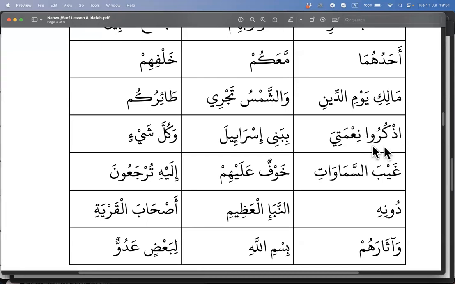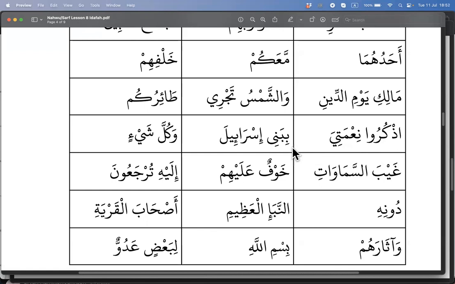But this is actually a fi'il, okay? So when we come to fi'il, then you will learn this. This one cannot be mudaf. Yes, exactly. This is not an ism, okay? But it was a good guess. Yes, good.